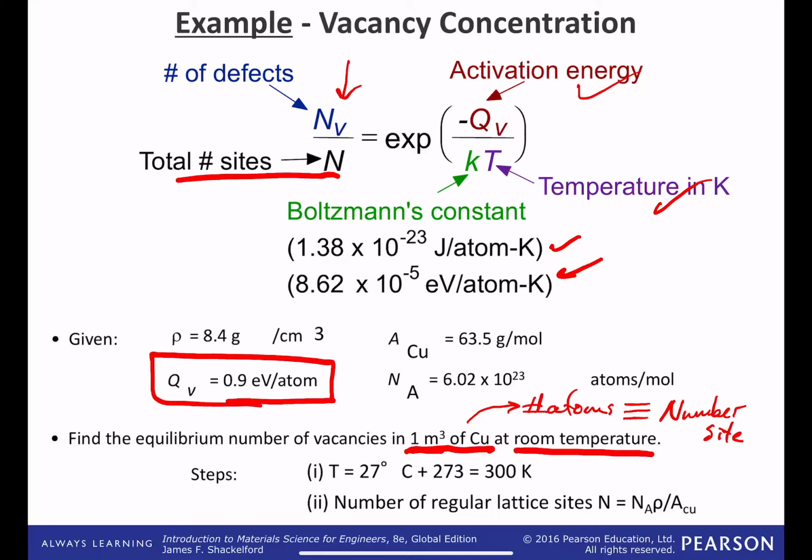You will need, of course, Avogadro's number and the density. So the density of copper is 8.4 grams per cubic centimeter. And the atomic mass of copper is shown here. And of course, we have Avogadro's number. So see if you can determine the total number of vacancies in a cubic meter of copper at room temperature by using what's on the screen here. Resume the video once you've had a chance to determine the answer.